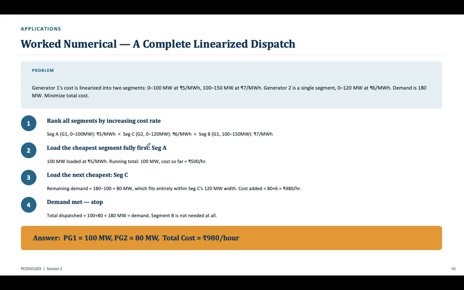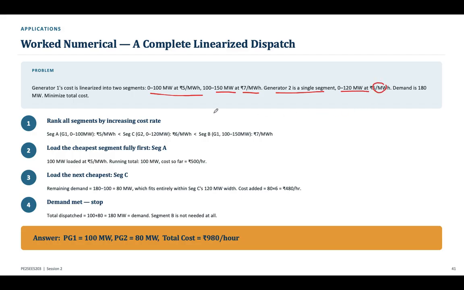Now we can look into a complete linearized dispatch. We can work a numerical. You can see here, generator 1's cost is linearized into 2 segments: 0 to 100 megawatt is 5 rupees per megawatt hour, and 100 to 150 megawatt is 7 rupees per megawatt hour. Generator 2 is a single segment, 0 to 120 megawatt, at 6 rupees per megawatt hour.